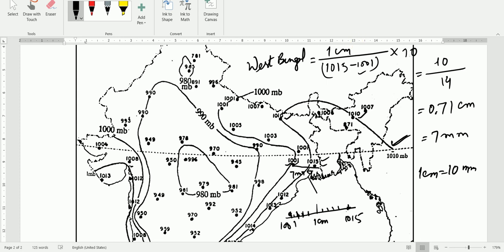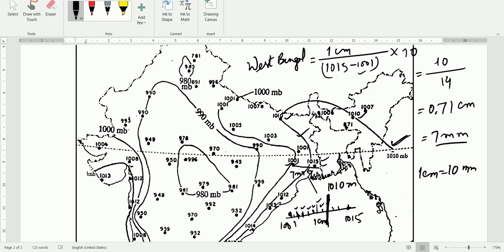Then to plot this 1010 isoplate, what to do? We have to measure 7 millimeters from this station. So 1, 2, 3, 4, 5, 6, 7. Here is the exact point of location of this 1010 millibar.